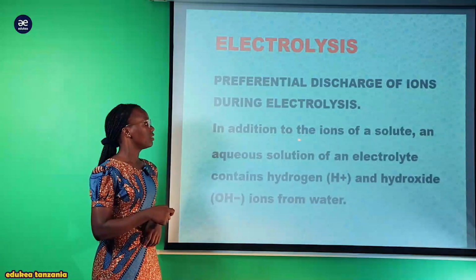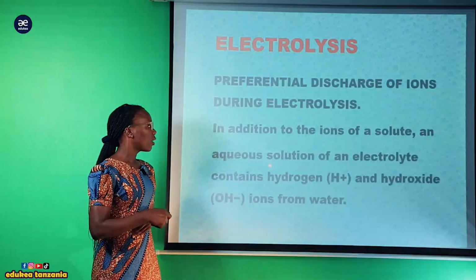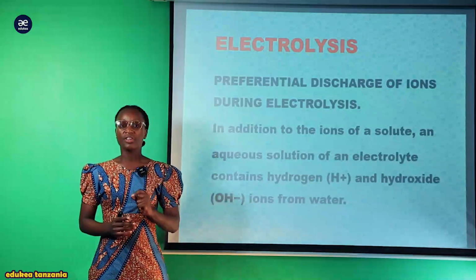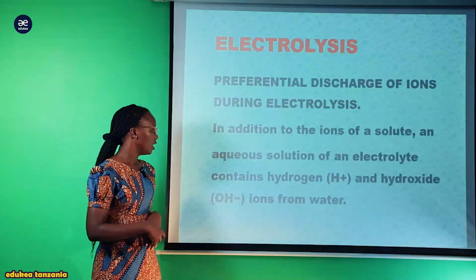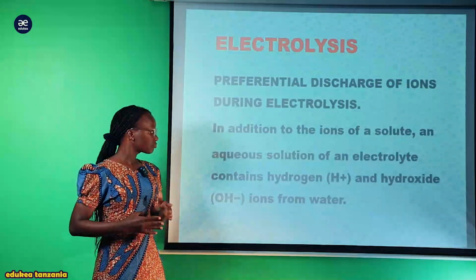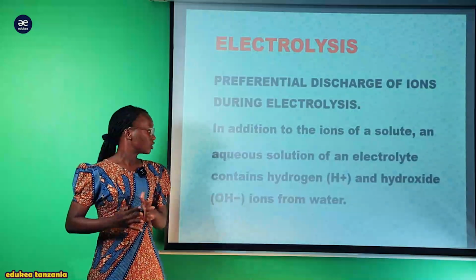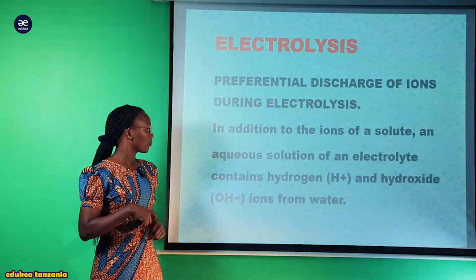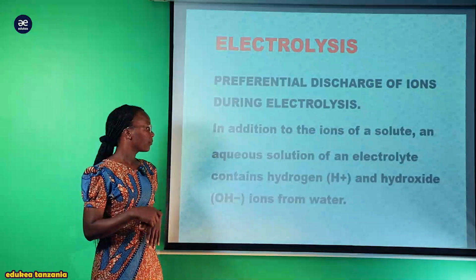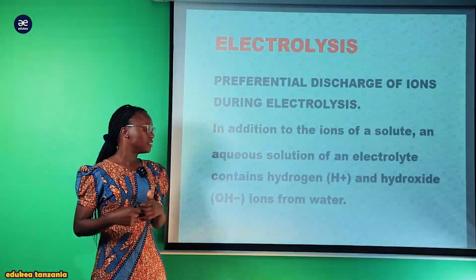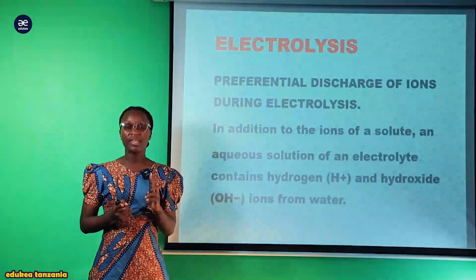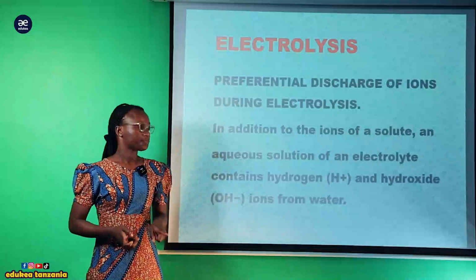Now, in addition to the ions of a solute, an aqueous solution of electrolyte contains hydrogen, which is the positively charged H ion, and the hydroxyl, which is the OH ion, from water. Kwamba kwenye solution au kwenye electrolyte, katika addition ya ions of solute, an aqueous solution or electrolyte imecontain hydrogen ambayo ni positive na OH ambayo ni negative, ambayo hii inatoka kwenye water.